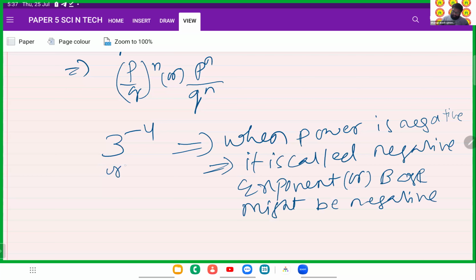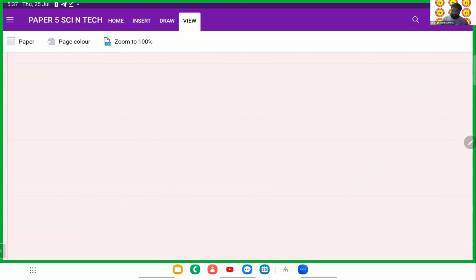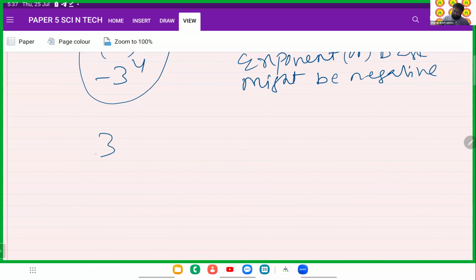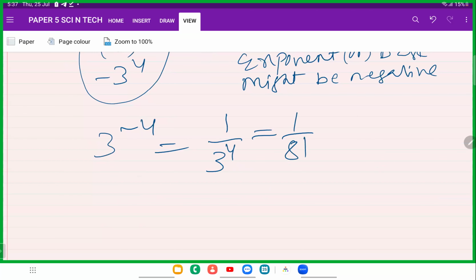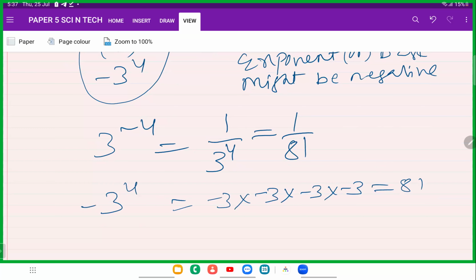So 3 to the power of minus 4, or minus 3 to the power of 4. What is the answer for 3 to the power of minus 4? We can write it as 1 by 3 to the power of 4, that is equal to 1 by 81. Similarly, what is minus 3 to the power of 4? If you multiply minus 3 four times, it will be 81.